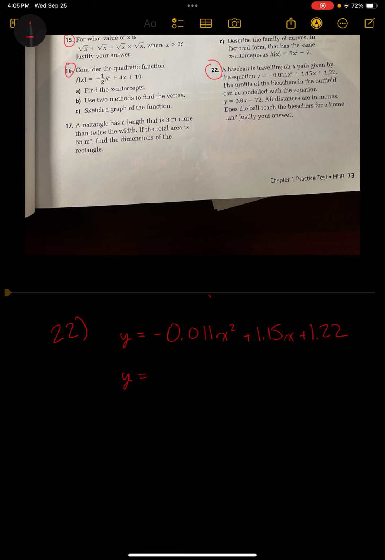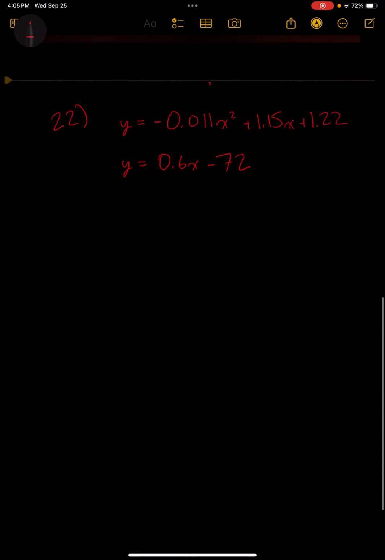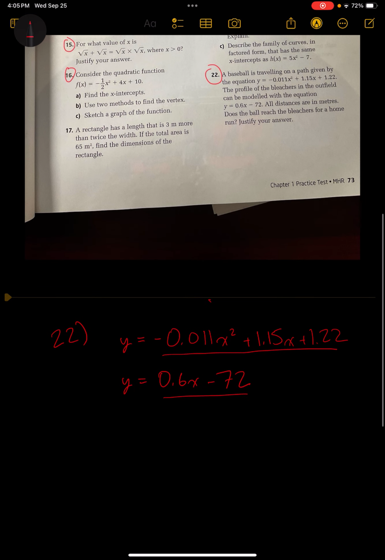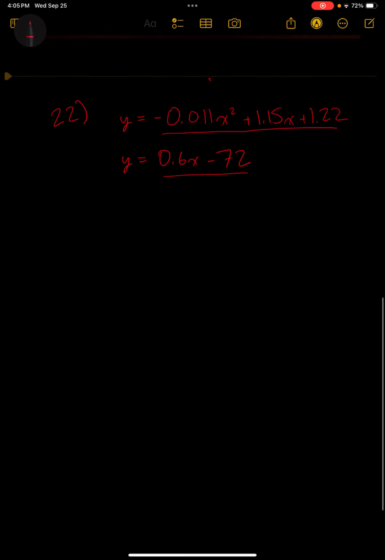y equals 0.6x minus 72. Essentially what it wants to know is, does this ever cross paths with this, and where does it? It says, does the ball reach the bleachers for a home run? Justify your answer. Even if you didn't know what a home run or bleachers were, you know that the path of the ball is this, and we want to know if it can reach that. So is there a point of intersection?